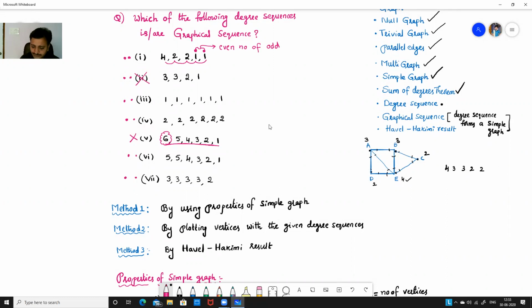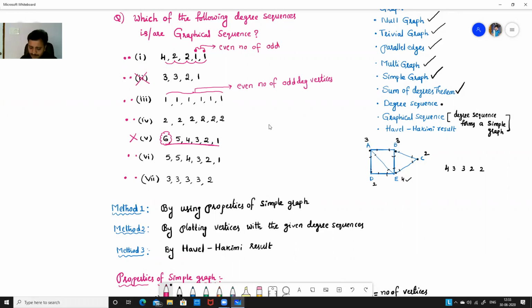Clear? Next one. The second one, anyway, is eliminated. How many odd degree vertices are here? 6 odd degree vertices, which is obviously an even number of odd degree vertices. Therefore, I cannot eliminate option 3. Next, here all are even, so there is no need to discuss that.